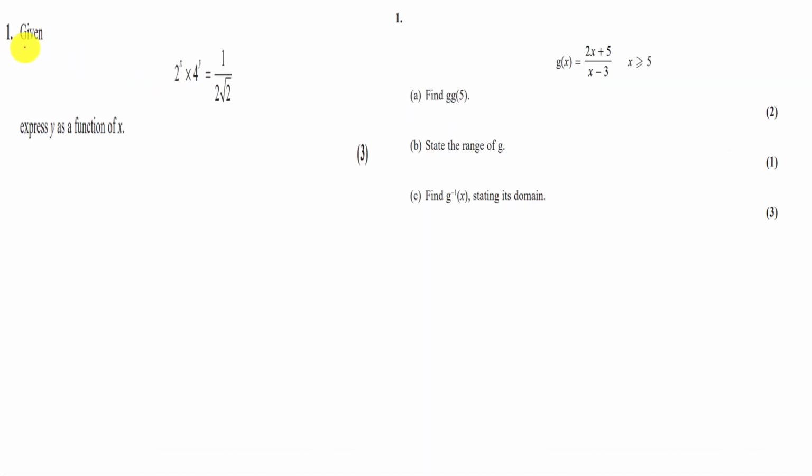Now they're asking that given that 2 to the power x times 4 to the power y equals this, express y as a function of x. So just saying make y the subject. Make y the subject.